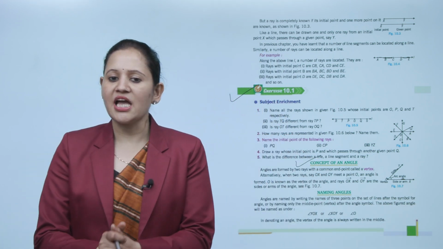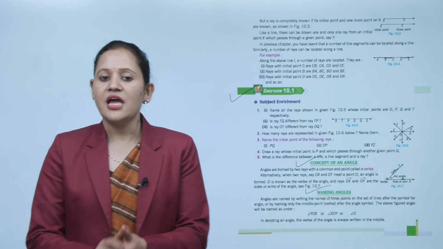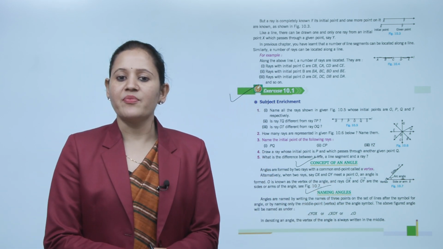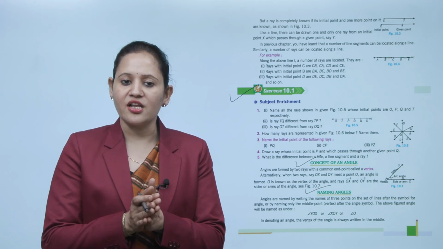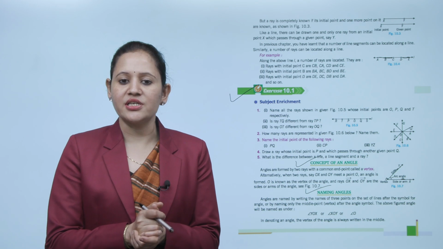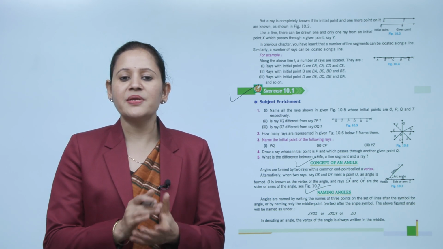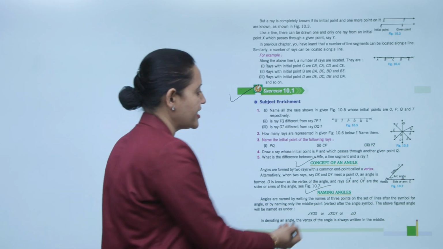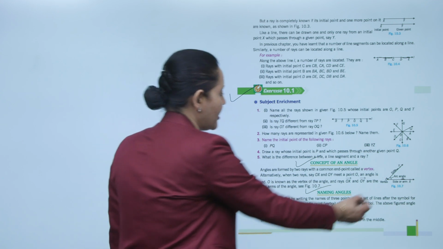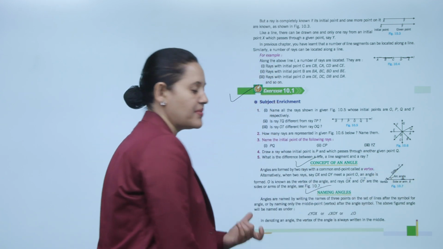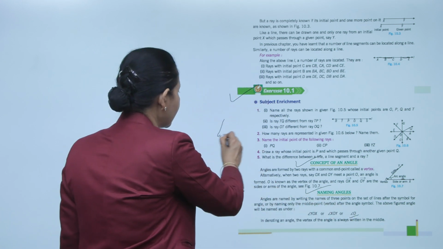Next is naming angles. Angles are named by writing the names of 3 points after the symbol for angle, or by naming only the middle point. The above figure's angle will be named as follows. We can write angle YOX, or angle XOY, or simply by the vertex, angle O. This is the sign of an angle.